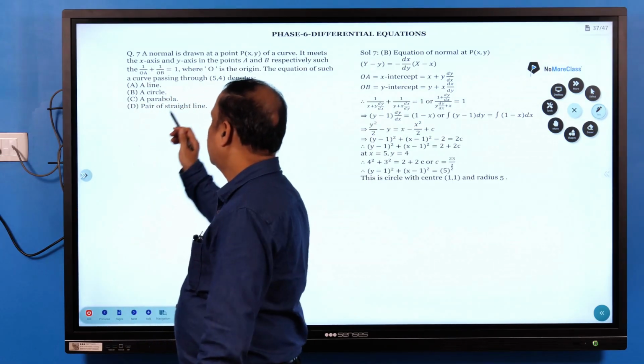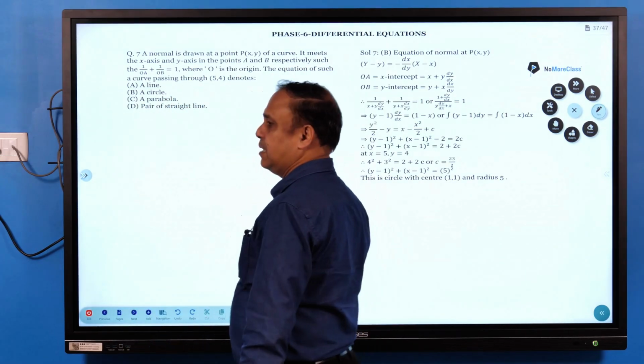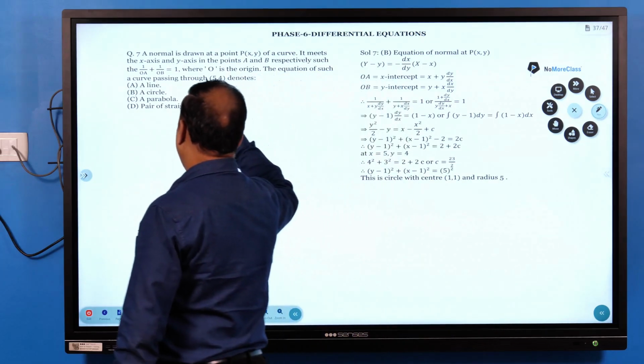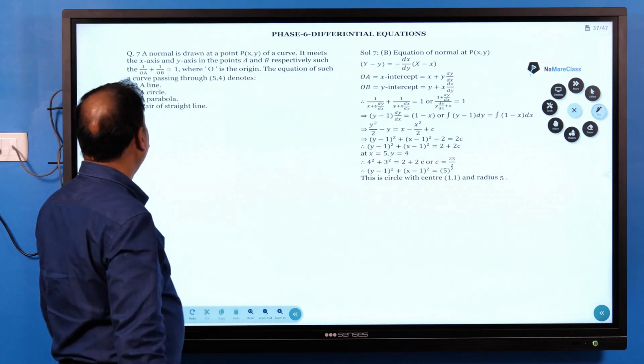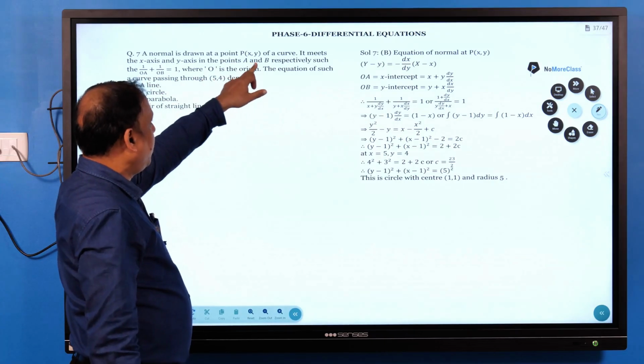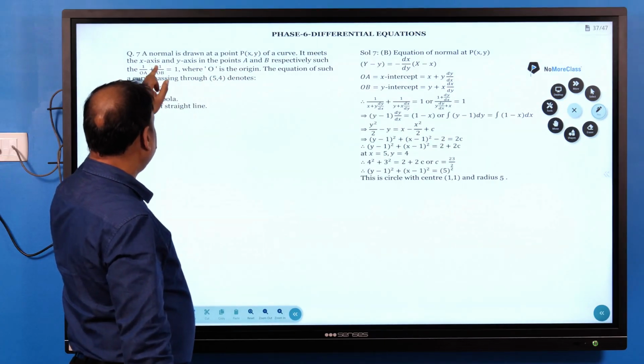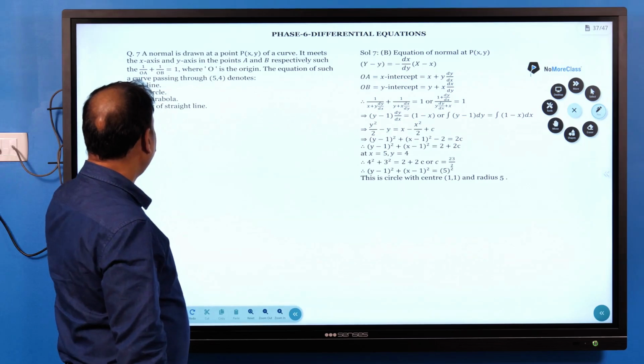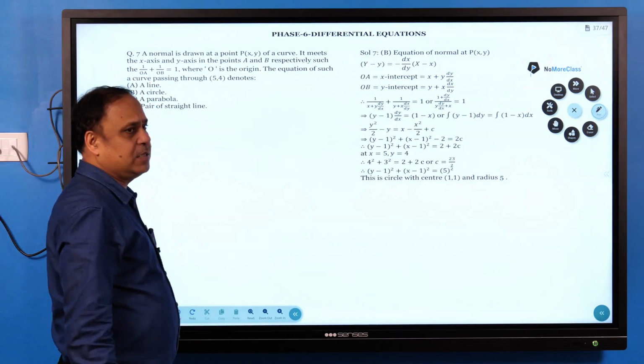So question number 7, exercise 2, phase 6, differential equations chapter, and a very good application in geometry. A normal is drawn at a point of a curve. It meets the x-axis and y-axis, that means x-intercept and y-intercept are given such that 1 upon OA plus 1 upon OB is equal to 1.